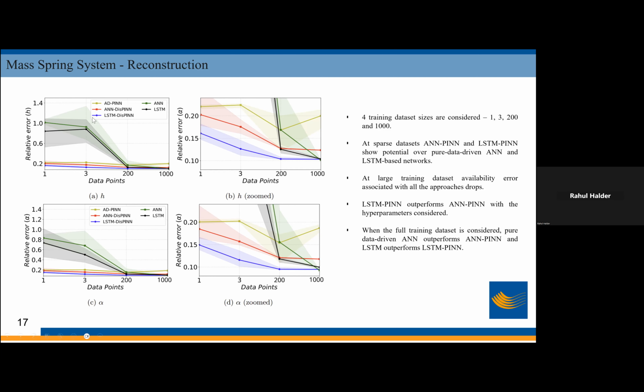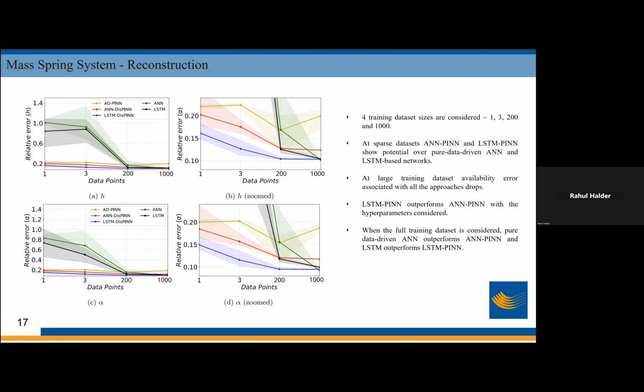Of course, ANN PINN, DSPINN, AD PINN, all the PINNs have performed very well when you have less data. On the other hand, without any data, only the deep learning part, ANN and LSTM without any physics, are performing very badly. But as we keep increasing the data, all the methods, be it without physics or with physics, are close to each other.